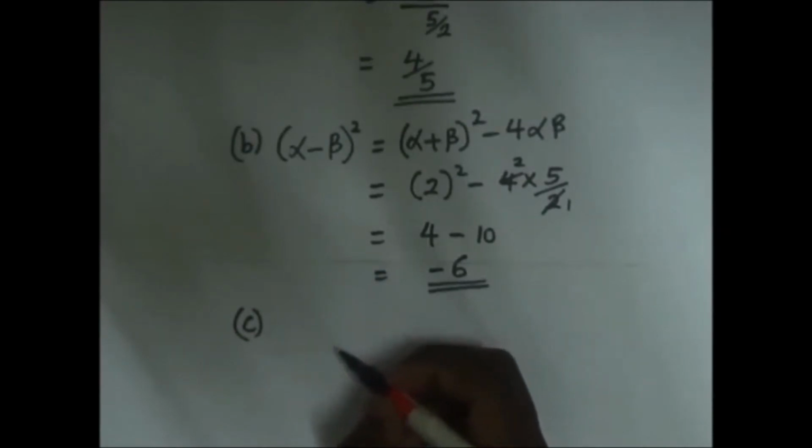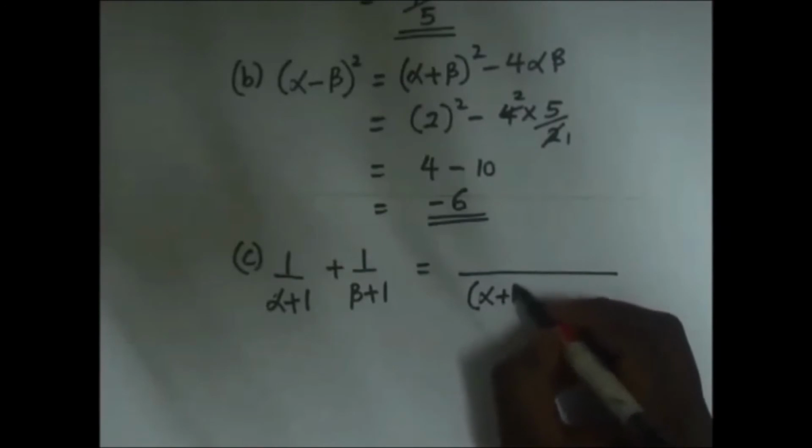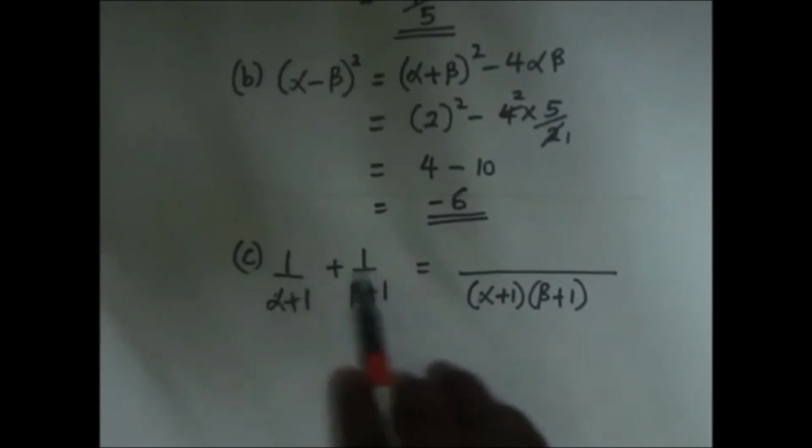Our part C is asking us to find the value of 1 over alpha plus 1, plus 1 over beta plus 1. Now 1 over alpha plus 1 plus 1 over beta plus 1 is going to be equal to, we find the LCM of this. It's going to be alpha plus 1 into beta plus 1. Here we are trying to make sure that we convert this expression in terms of alpha plus beta and alpha beta, so that we end up substituting.